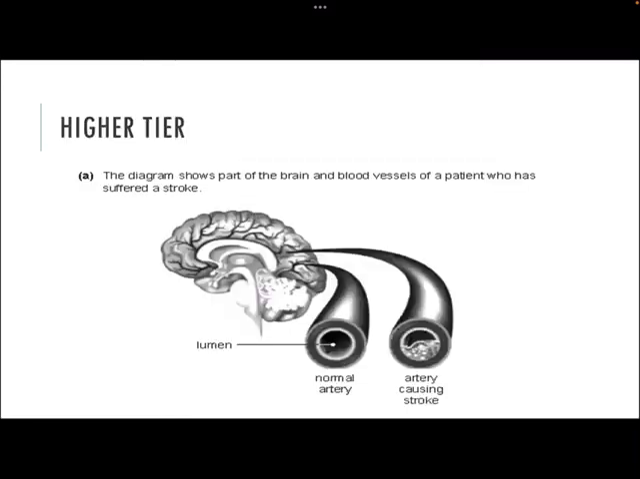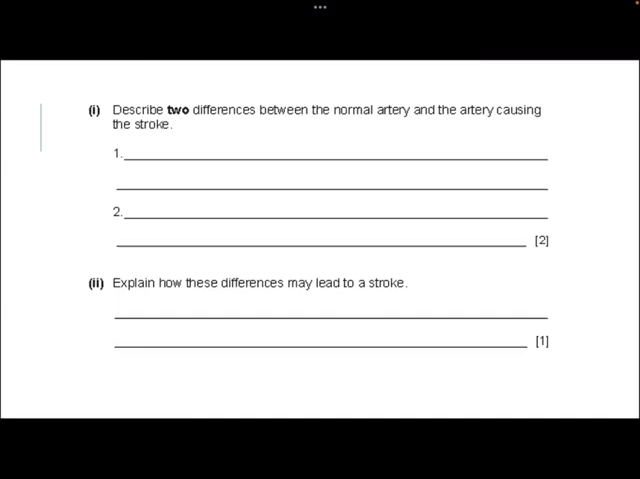Here's a higher tier question. The diagram shows part of the brain and blood cells of a patient who has suffered a stroke. So have a look at the diagram of the two different arteries. Read the questions and see how you would answer them. So describe two differences between the normal artery and the artery causing the stroke.